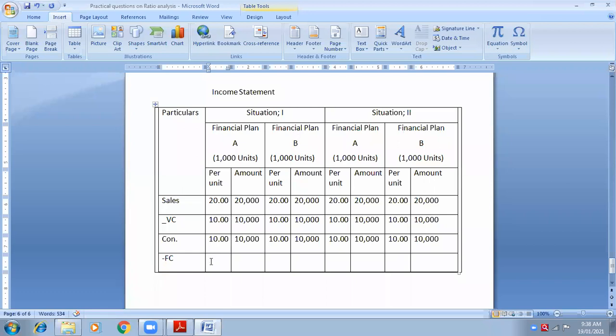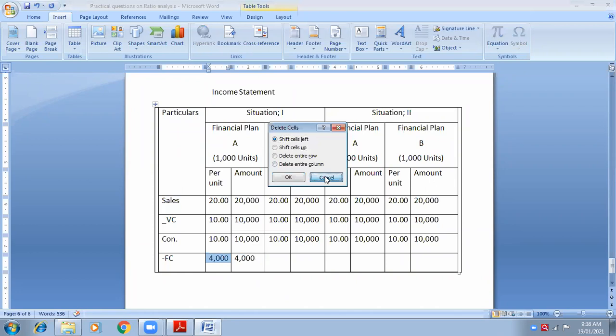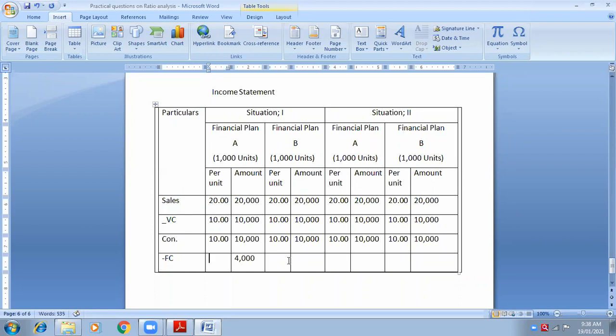So whatever plan is there, it is 4,000 only. It will be 4,000 only. Understood? Okay. Now, the same will be for plan B, because whether it is plan B or plan A, it is situation 1. Now when we come to situation 2, how much will we write?